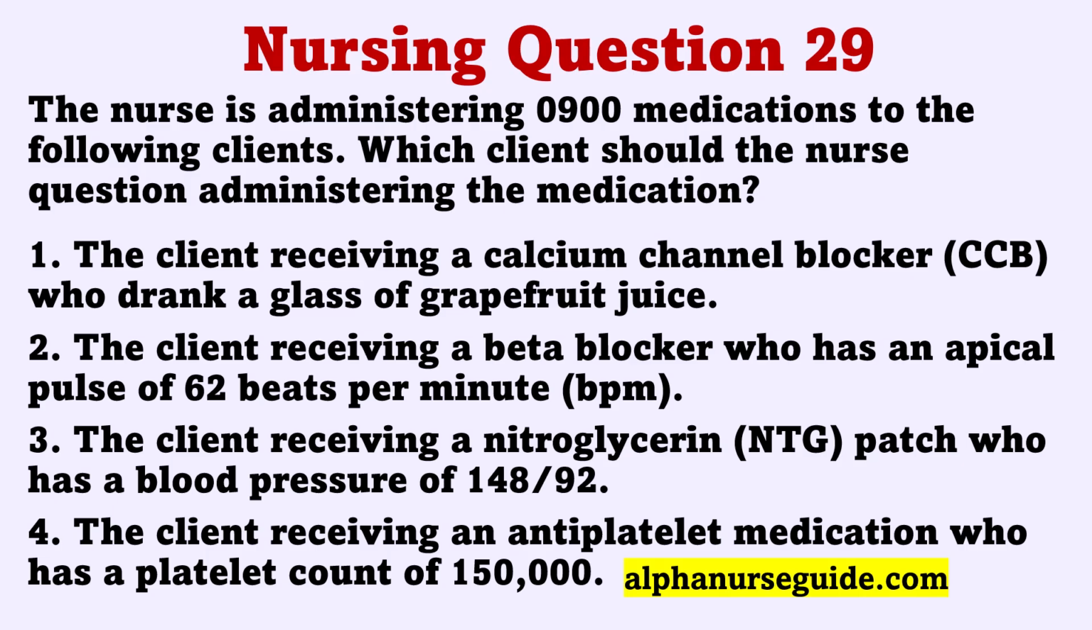The correct answer is 1. The client receiving a calcium channel blocker who drank a glass of grapefruit juice. The client receiving a calcium channel blocker should avoid grapefruit juice because it can cause the calcium channel blocker to rise to toxic levels. Grapefruit juice can inhibit the metabolism of certain medications. Specifically, grapefruit juice inhibits cytochrome P450 3A4 found in the liver and the intestinal wall. The nurse should investigate any medications the client is taking if the client drinks grapefruit juice.